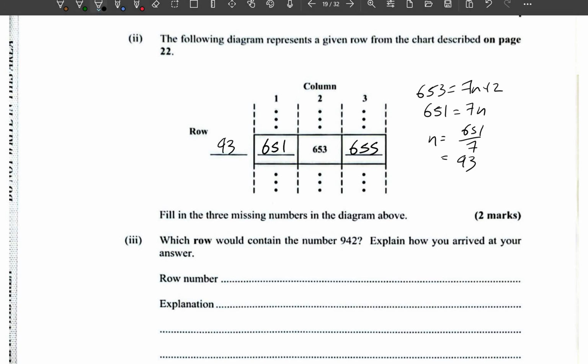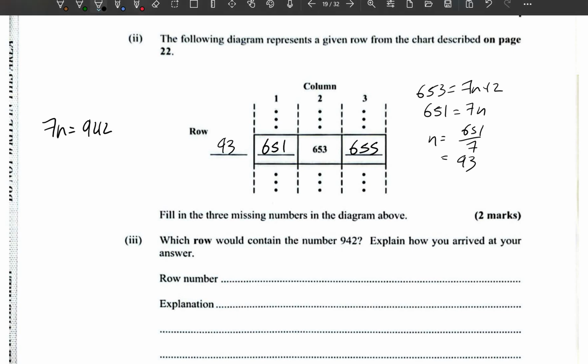Part 3 wants to know which row would contain the number 942. To do this, we need to see which of the general formulas, 7n, 7n plus 2 and 7n plus 4, would give us a whole number n when equated to 942. So let's test that. We have 7n is equal to 942. So let's do 942 divided by 7.